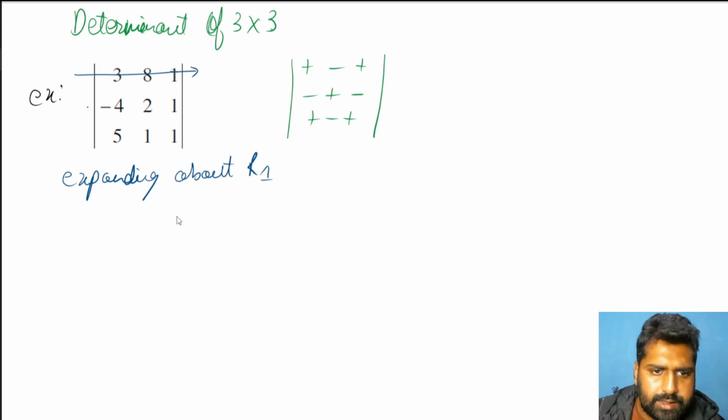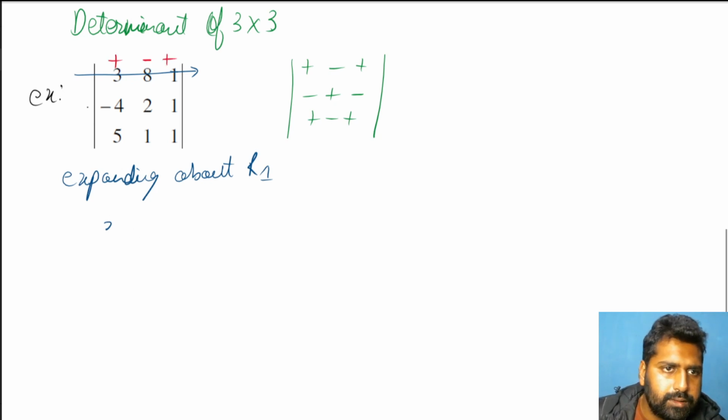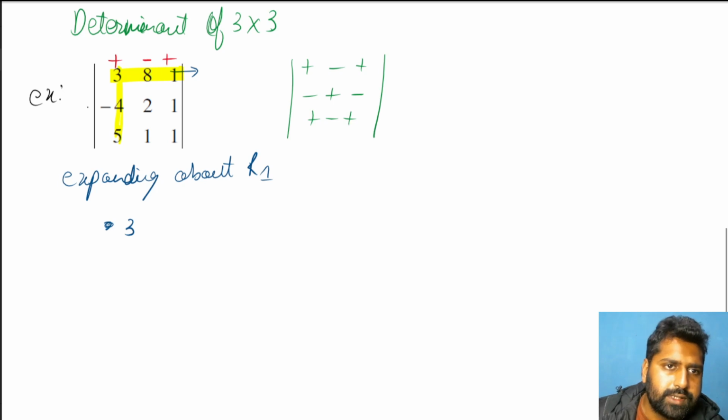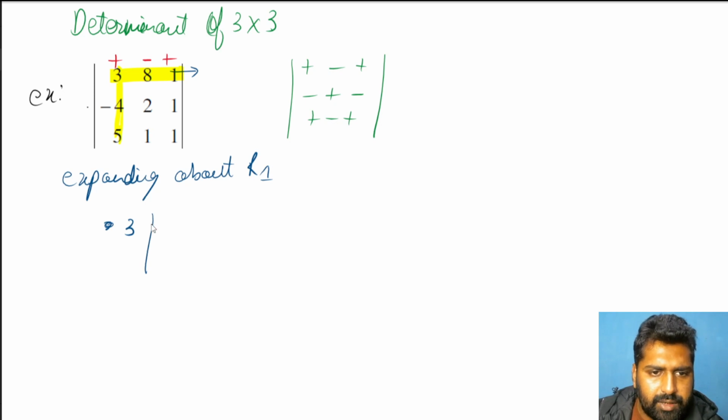So first of all, we'll use this. We'll write the first element. For the first row, these are the symbols we have to use: plus, minus, plus. So we'll write the first element 3, with a positive sign because it's positive. Then leave the row and column of this element. You will see a 2 cross 2 is left. That will be multiplied with 3: 2, 1, 1, 1.